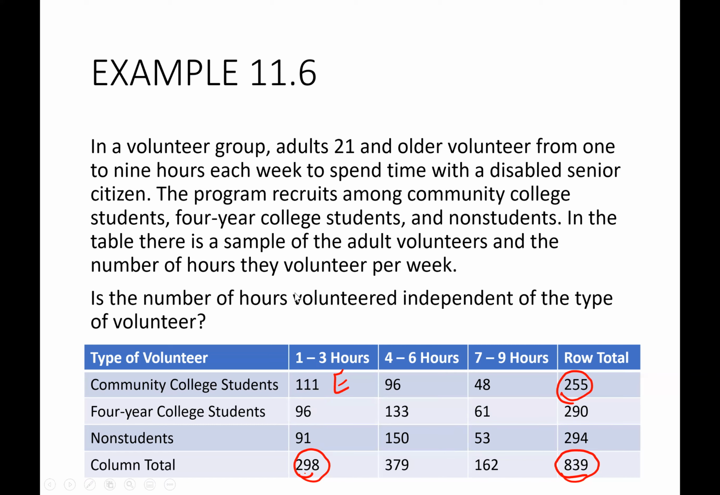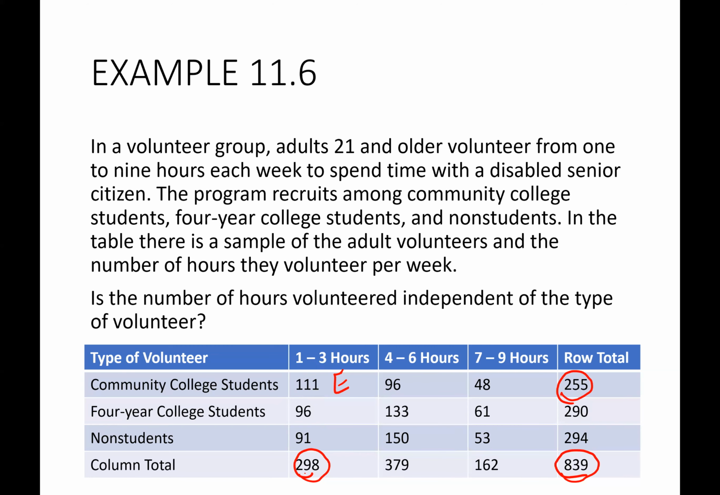Okay, so what's that equal to? I don't have my calculator out. Does anybody have the calculator out? What's that equal to? 255 times 298 divided by 839. I have the number here, but I want to make sure. I got 90.57. Perfect. That's exactly what it should be.